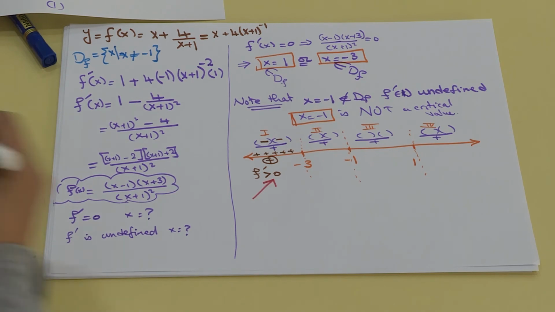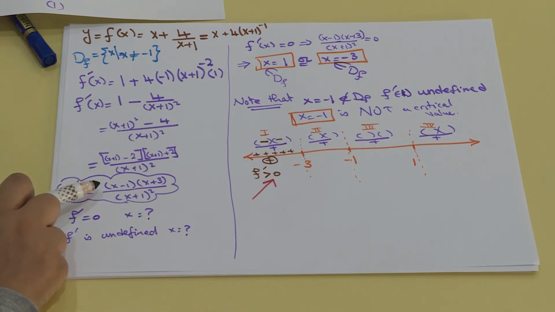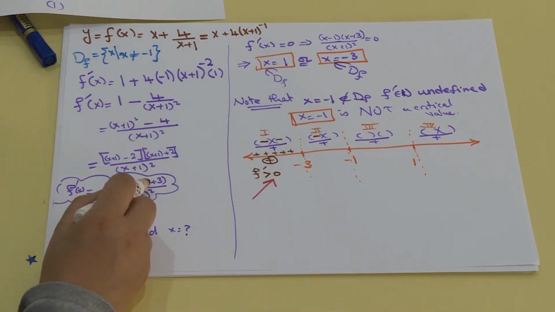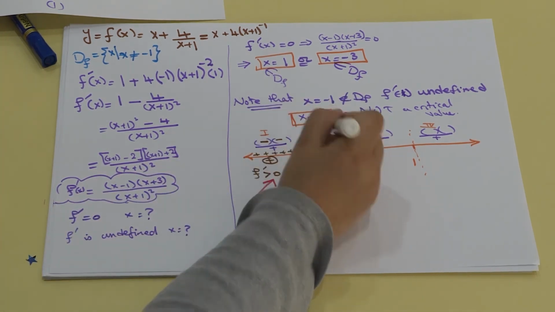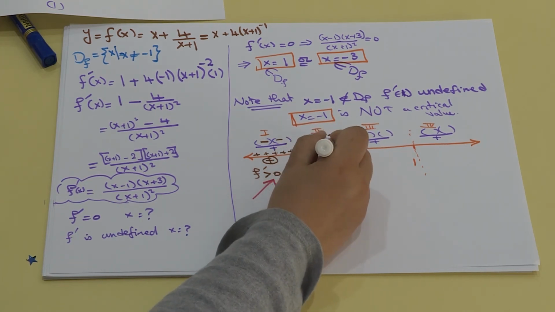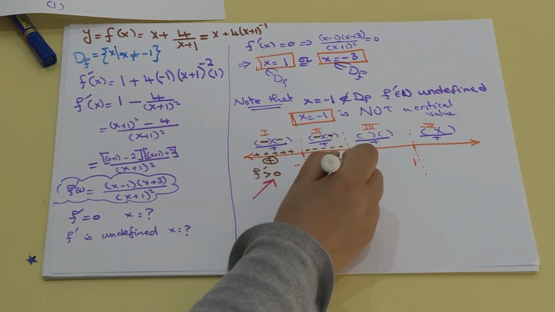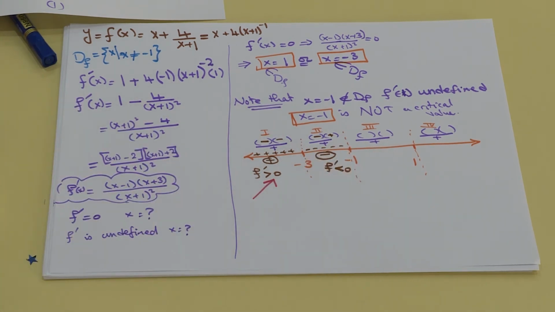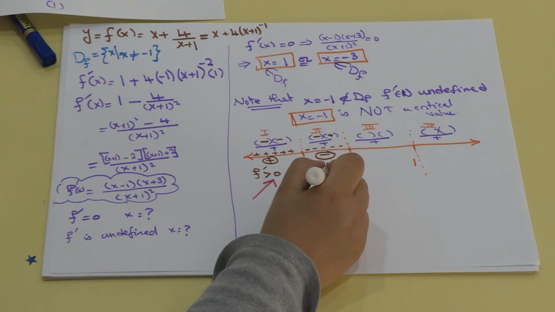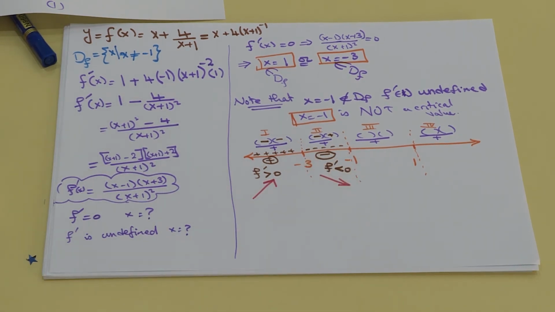Now we go further and take a point between -3 and -1. Let's say -2, and we substitute in the first derivative. -2 minus 1 is minus. -2 plus 3 is positive. Minus times positive is negative, so the first derivative here is negative, so f prime is less than 0. Whenever we have the first derivative of a function on an interval negative, we say that this function is decreasing.